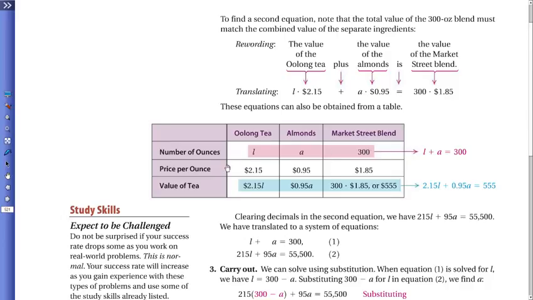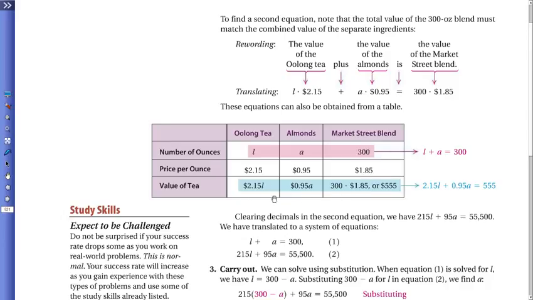I defined the variables L for oolong and A for almond slices in ounces, and that's what they're showing us here. This is the number of ounces of each one, and then they also told us I had 300 ounces of the blend. So I can write an equation, L plus A equals 300. The price per ounce they gave us, right, which is $2.15 for the oolong, $1.95 for almonds, and $1.85 for the blend.